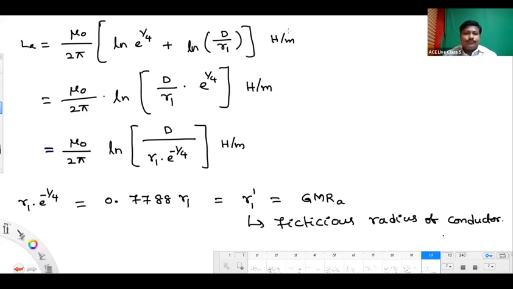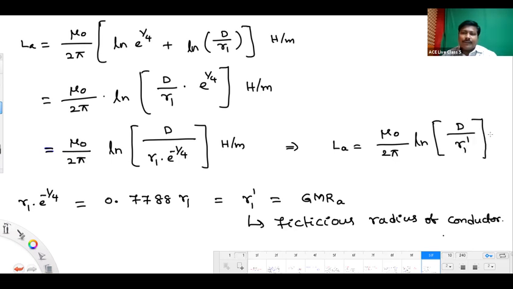Okay, so let me rewrite this LA equation now. The LA equation we will rewrite as mu naught by 2 pi natural logarithm d by r1 dash, in Henry per meter.